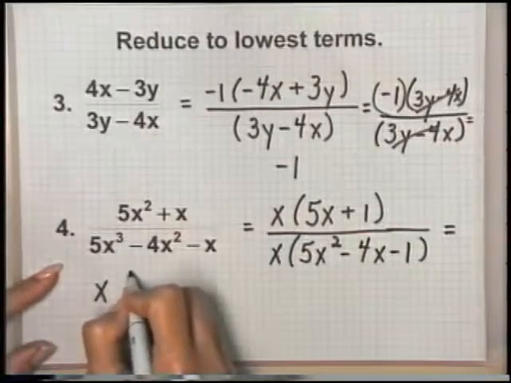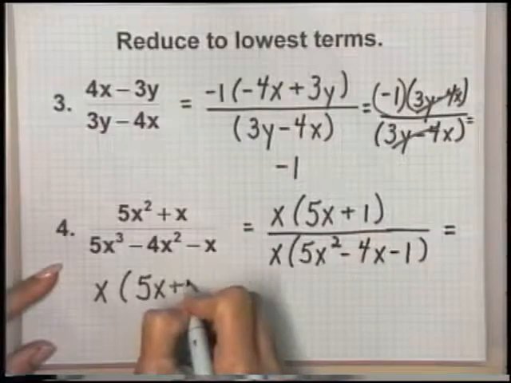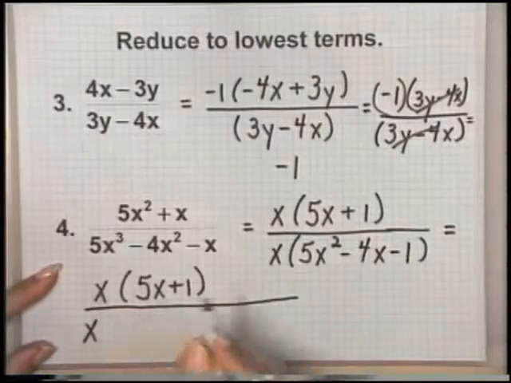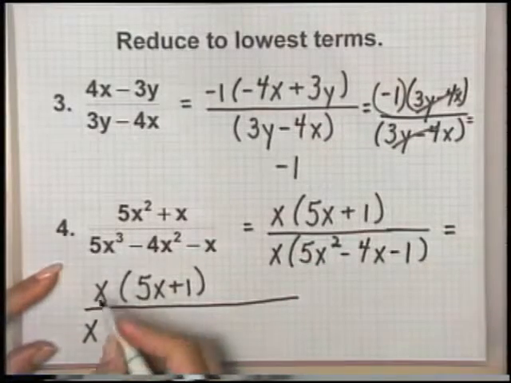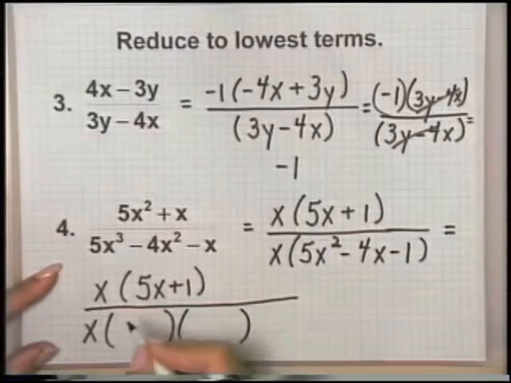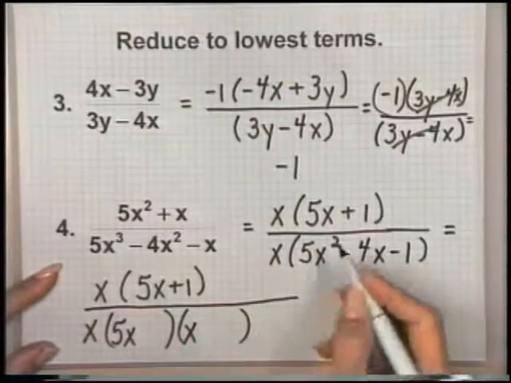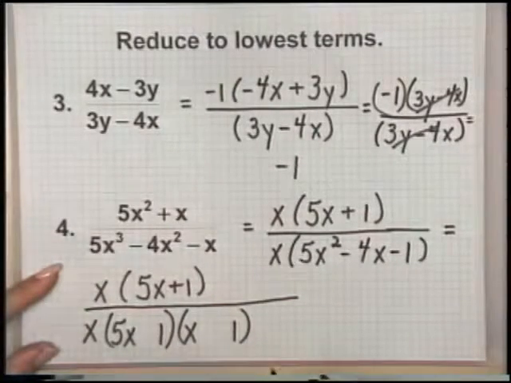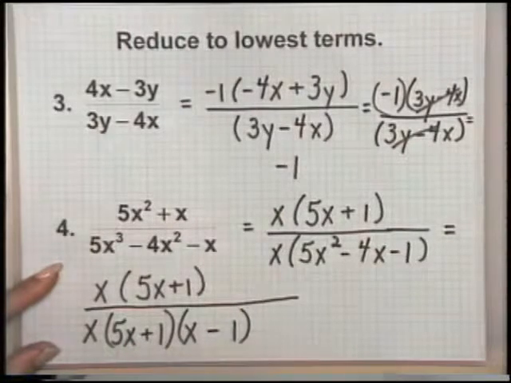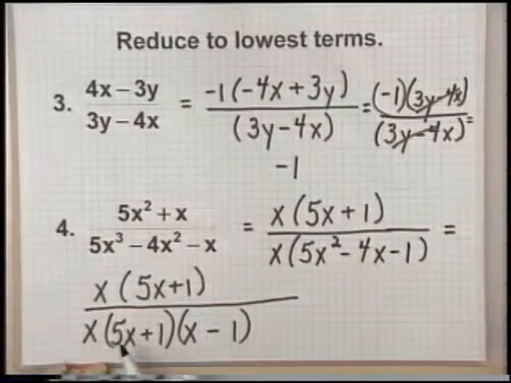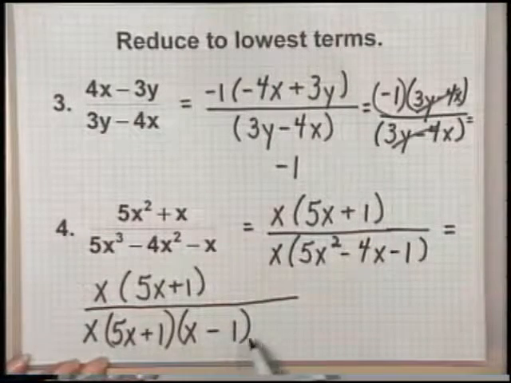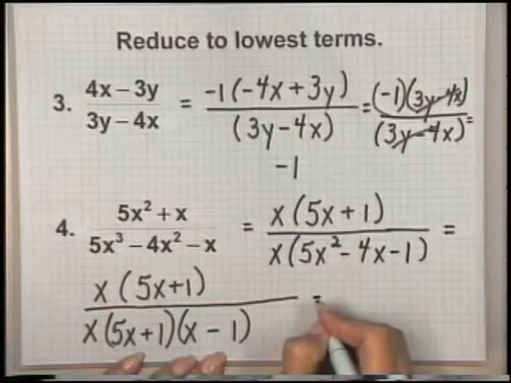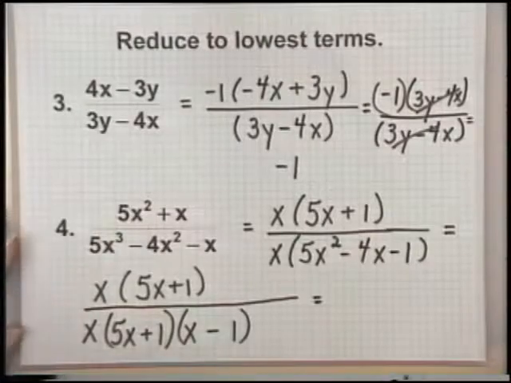Now, in my numerator, I have a factor of x and a factor of 5x plus 1. In my denominator, I have a factor of x, and then let's see if I can factor this trinomial. Let's use 5x times x to give me 5x squared. For the minus 1, let's use 1 times 1. And I believe this one needs to be positive and that one needs to be negative. Let's check that. 5x squared minus 5x plus 1x gives me the minus 4x. 1 times negative 1 gives me a negative 1.